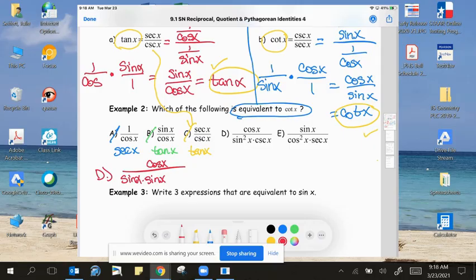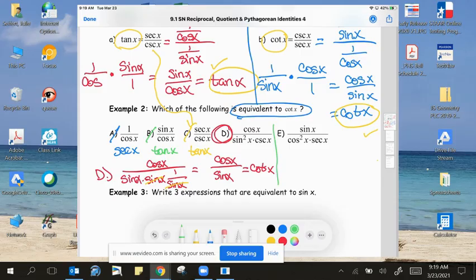Then the cosecant x is 1 over sine x. In that denominator, we have a sine x and a 1 over sine x. Those divide each other out. 1 factor of sine x divides out with 1 over sine x. So that leaves us cosine x over sine x. Cosine x over sine x really is cotangent x. So D here is equivalent to cotangent x.